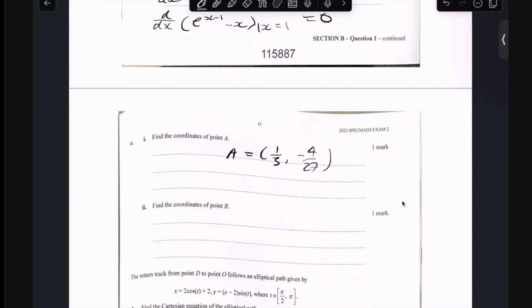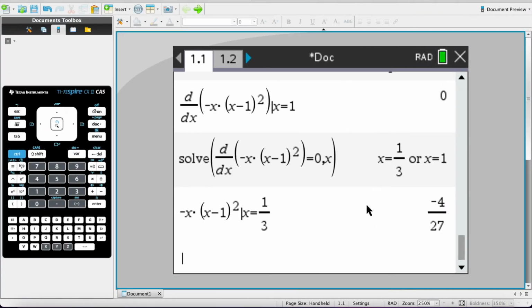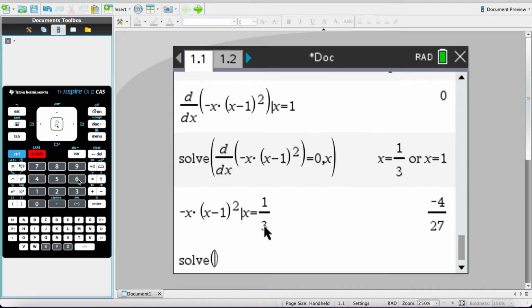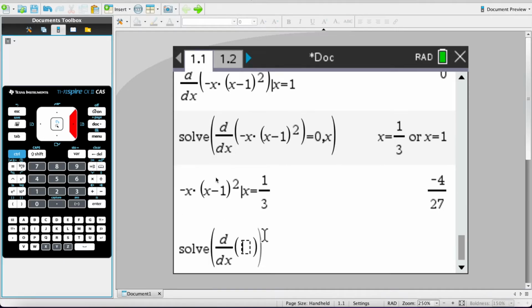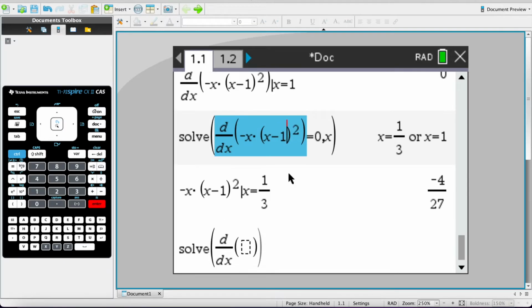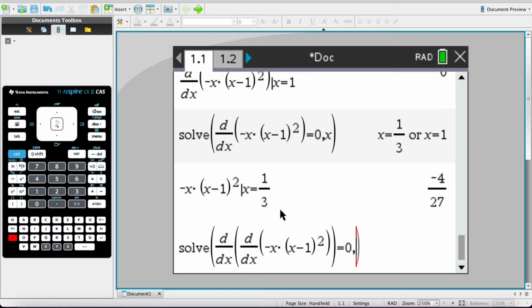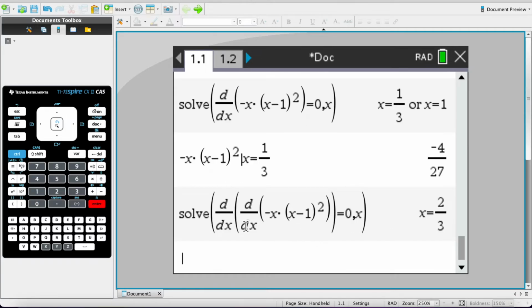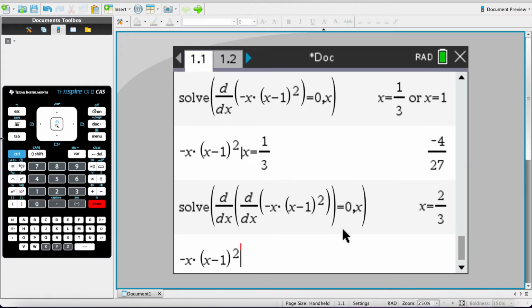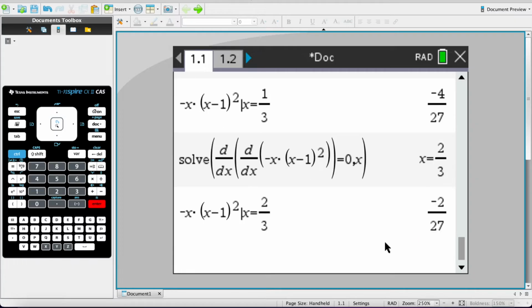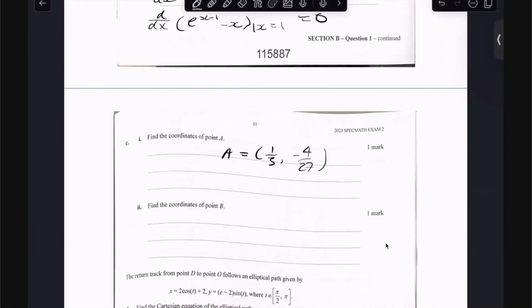Find the coordinates of point B. It's still 1 mark, so you can just solve the double derivative. So the derivative of this is equal to 0 comma x. x is 2/3. Then you can plug in 2/3 here and get negative 2 on 27. 2/3, negative 2 on 27.